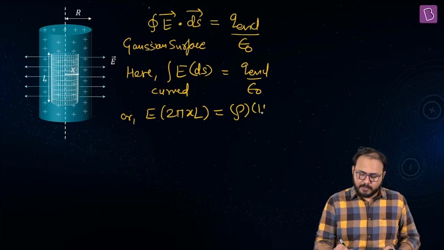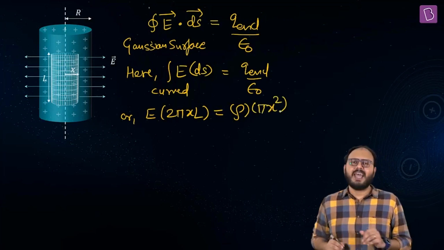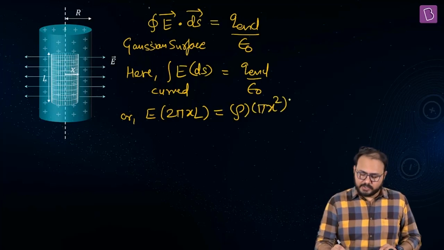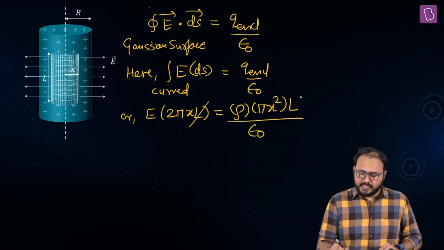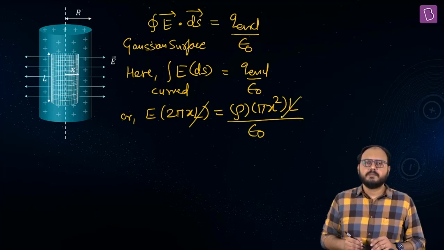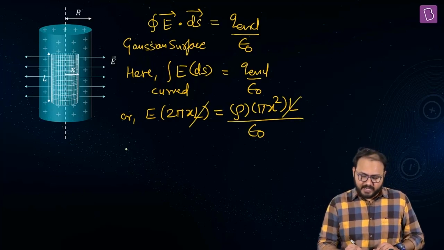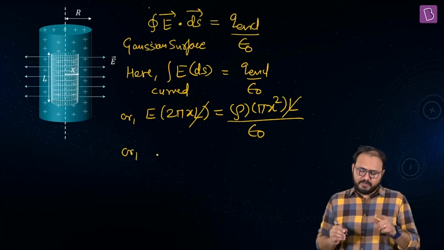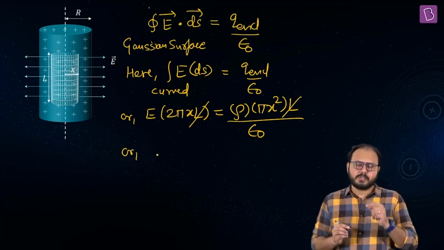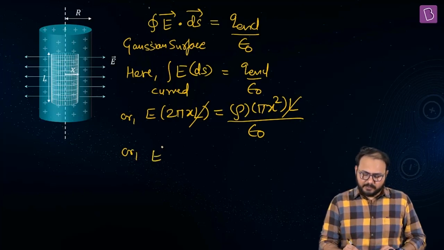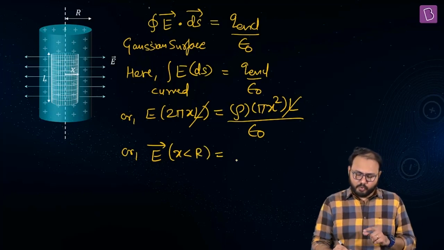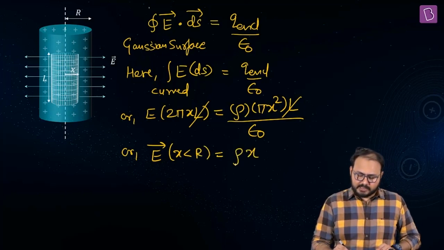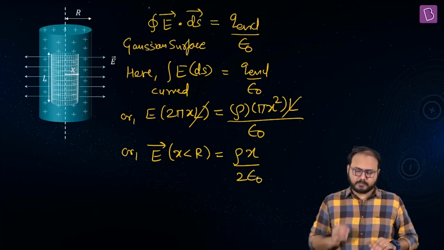Who plays radius? X. And who plays h here? Sir, L. And yet again the sweet sight of L getting cancelled. In fact, sir, even pi is getting cancelled and x is also getting cancelled. You know what I'm getting, sir? E of x less than r. Sir, my answer is coming out to be rho x upon 2 epsilon naught.